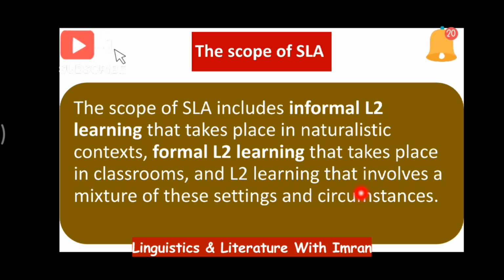For example, if I go to USA or UK, and there in the classroom I take classes for learning the English language, and outside of the class I also have a naturalistic environment or context, then that would be the mixture of formal and informal. In the classroom I will have a formal setting, and outside of the classroom I would have informal, because English is spoken throughout in USA and UK.